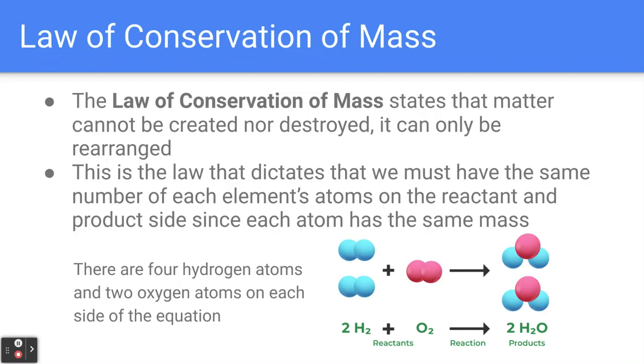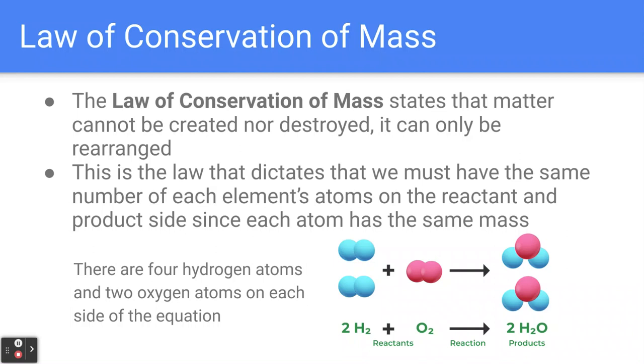So we talked about the law of conservation of energy, but there's also the law of conservation of mass. The law of conservation of mass just states that matter cannot be created nor destroyed. It can only be rearranged. So what that essentially means is that we need the same amount of matter in the reactants as we do in the products. And so in order for that to happen, we have to balance these equations out. In order to balance equations, we add in those coefficients.